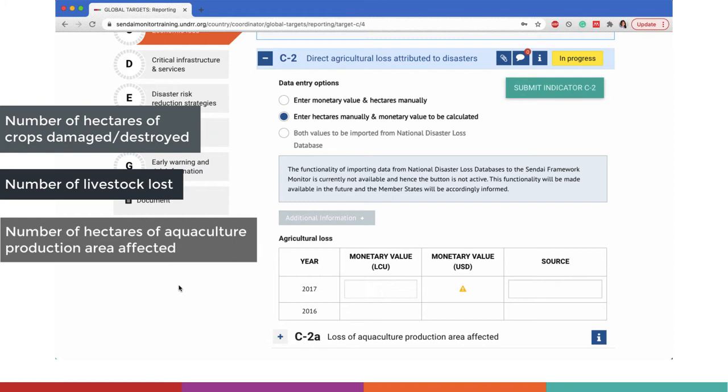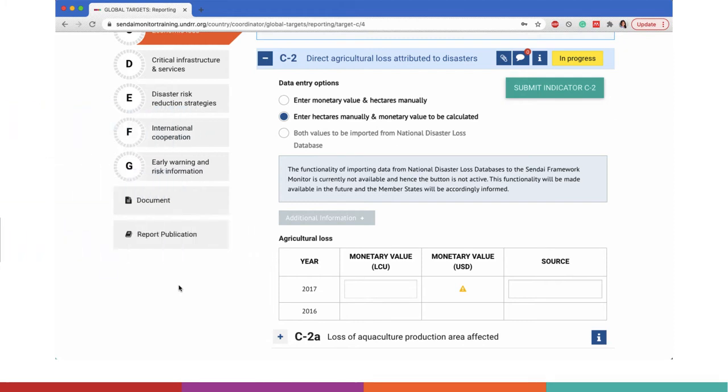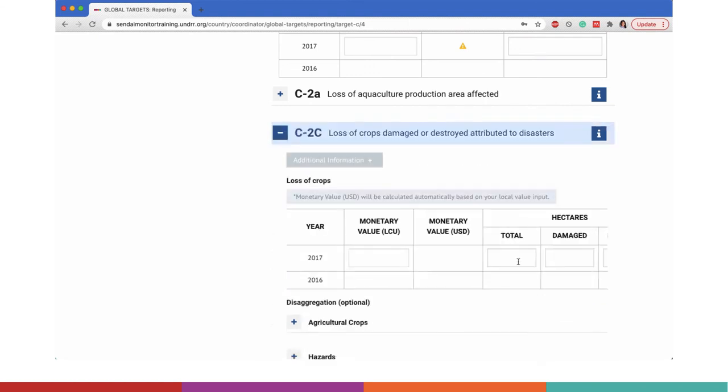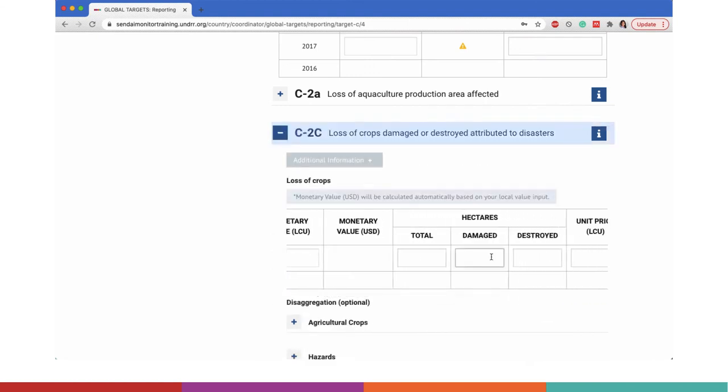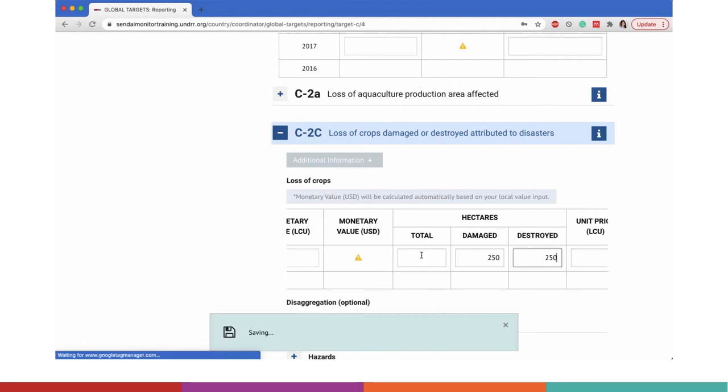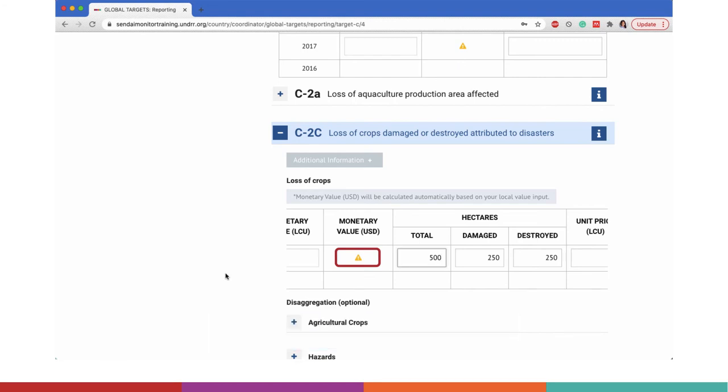estimated economic loss. If you have selected option 2 for data entry, enter the number of hectares of crops damaged or destroyed by disasters, as well as the total number, including damaged and destroyed, for C2C. It is important to note that calculations for monetary values will take some time to be reflected in the monitor system.